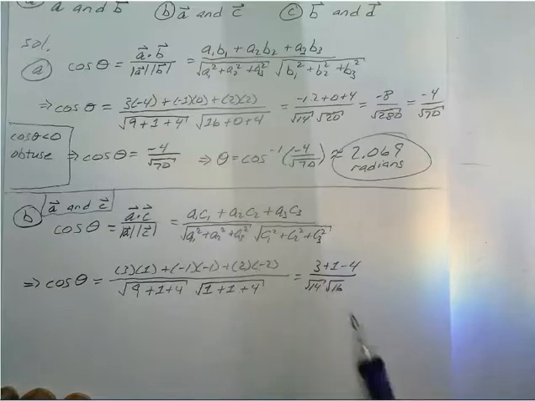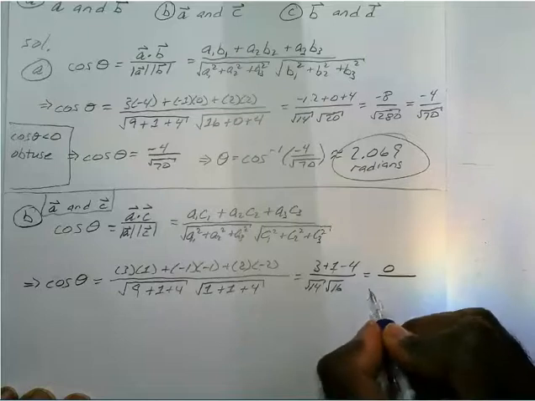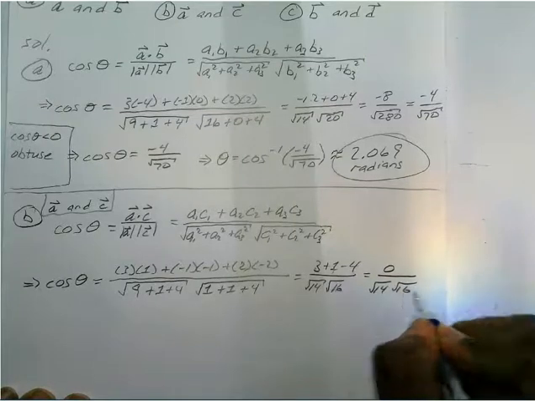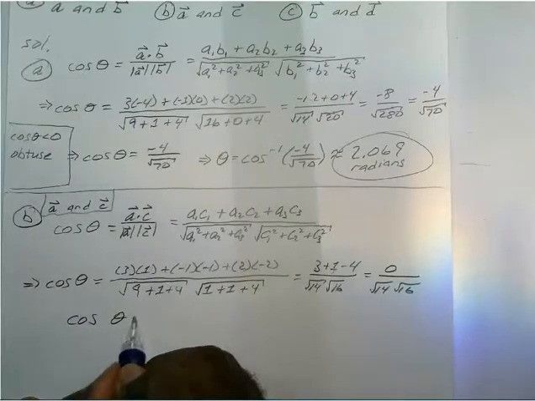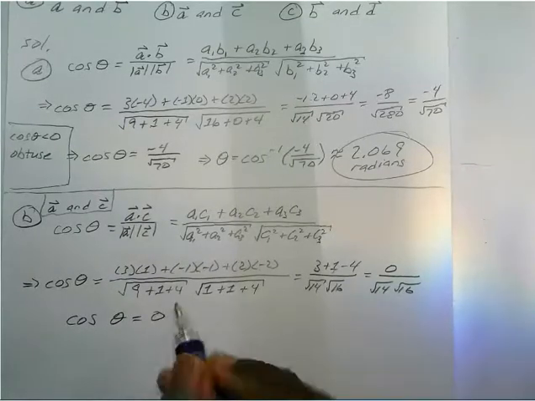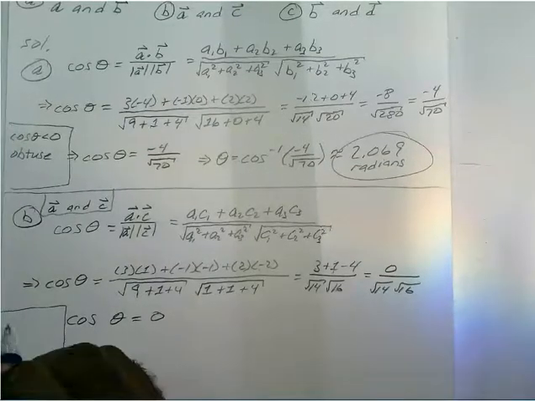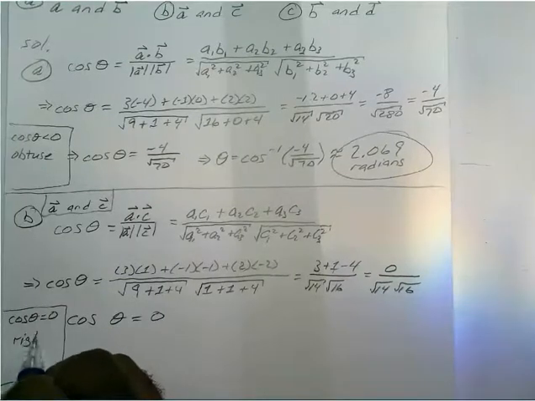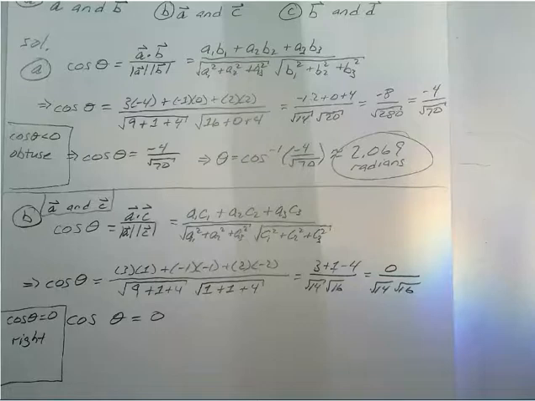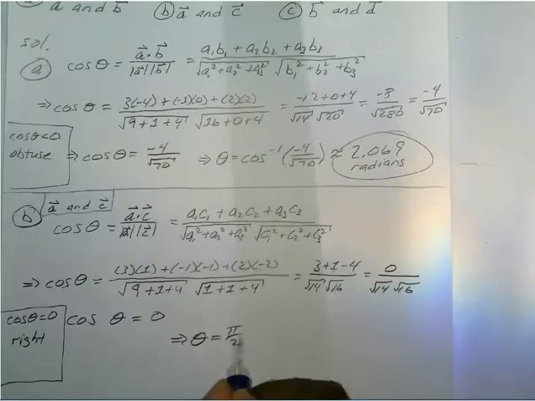Honestly, we don't even have to worry about the denominator because 3 plus 1 is 4, 4 minus 4 is 0. So you have 0 over the square root of 14 times the square root of 16. Okay, so we know that cosine of theta is equal to 0. A little side note: cosine of theta equals 0 means it's a right angle. So that means that theta has to equal pi over 2.